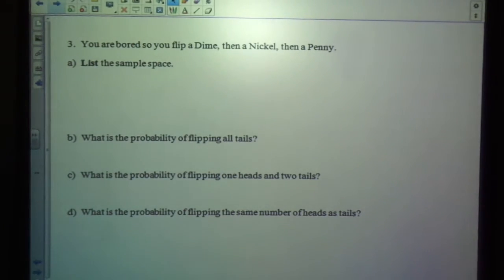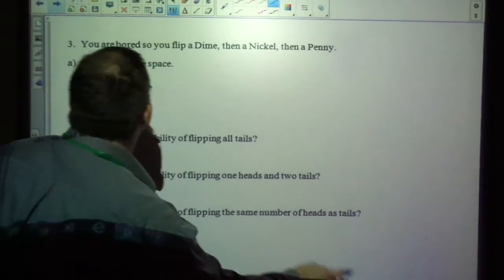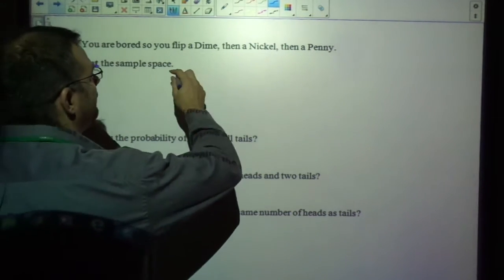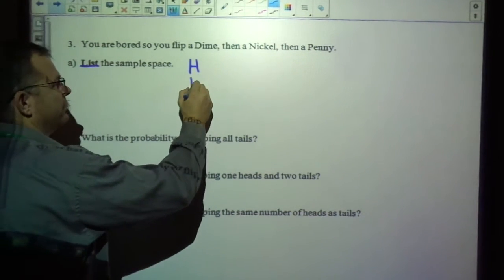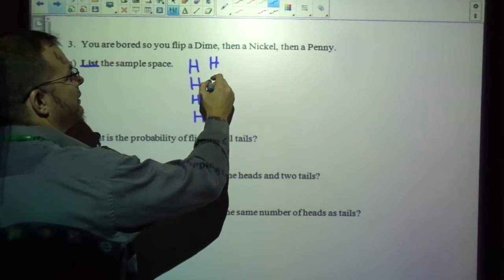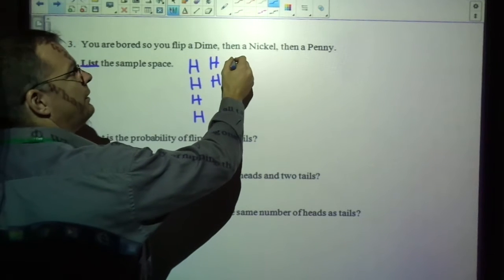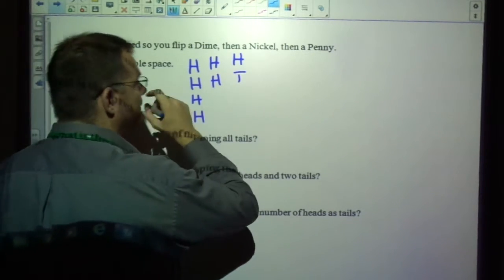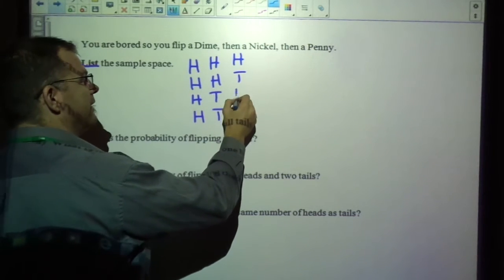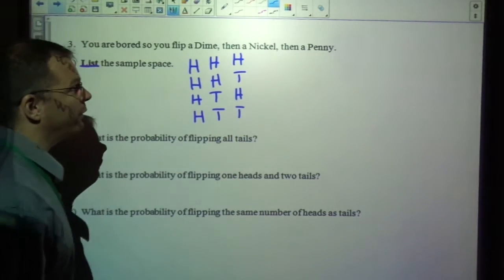You flip a dime, then a nickel, then a penny. List the sample space. This one just tells me to list. So let's think this through. If we have heads for the first flip, I could have heads for the second, and then the third, one of them would be heads, one would be tails. If I change the second flip to be tails, I could still have the heads and the tails. So that's 4 of them.